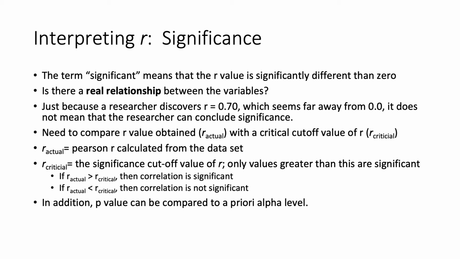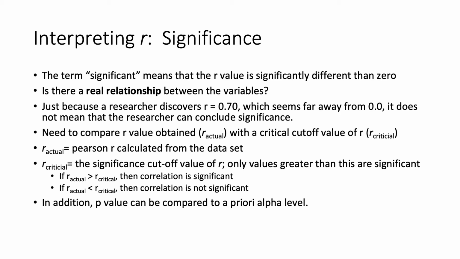However, the question to ask is, is there actually a real relationship between the variables? Just because the R value equals 0.70, which seems far away from 0, it does not mean that you can conclude significance. You must compare the R value obtained, which is called the R actual, with a critical cutoff value of R, which is called R critical.